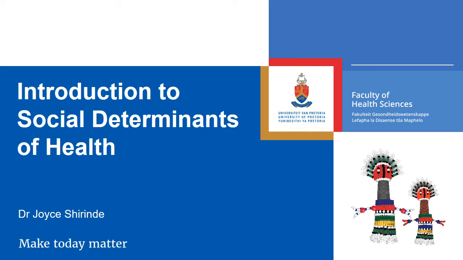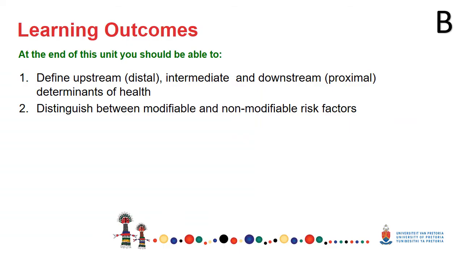In this presentation, we will continue with the introduction to social determinants of health. We have two learning outcomes for this presentation. We will define upstream, intermediate, and downstream determinants of health. We will distinguish between modifiable and non-modifiable risk factors.